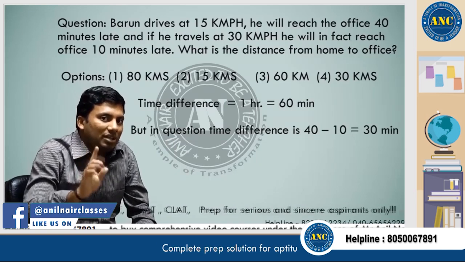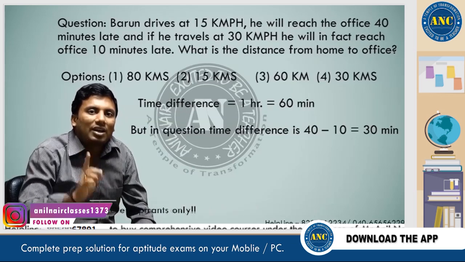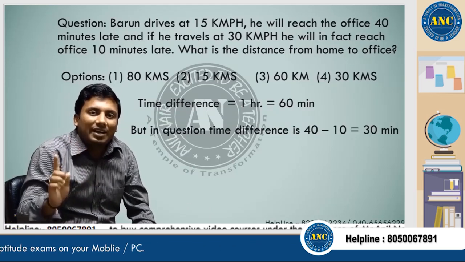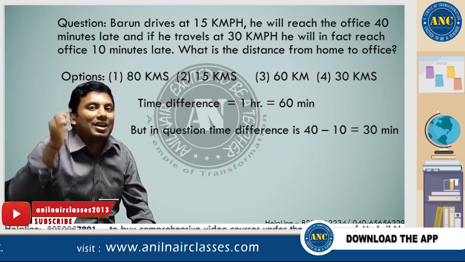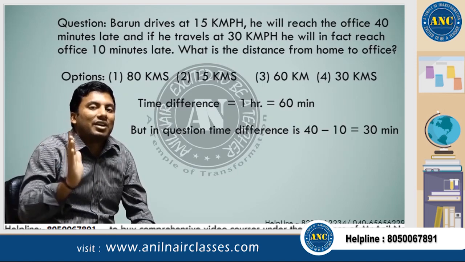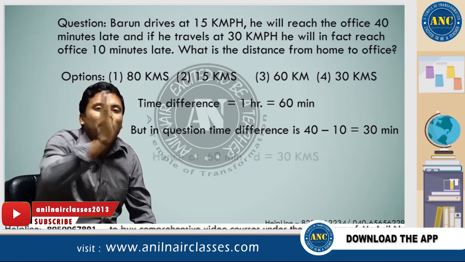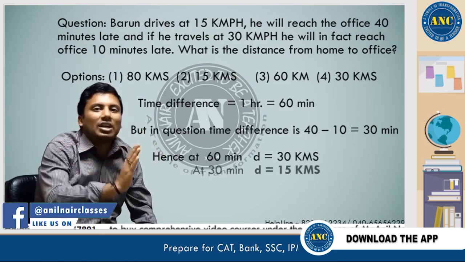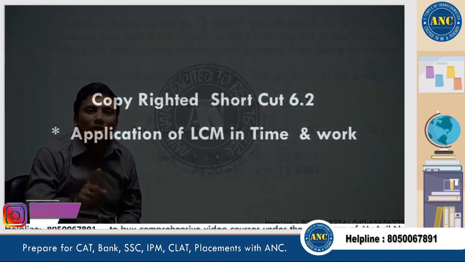It is 40 minutes late. That means instead of reaching the office at 9 o'clock, it is 9:40. Second day, 10 minutes late. Instead of reaching the office at 9 o'clock, he reaches office 9:10. 9:40, 9:10. Difference is 30 minutes. That means a 60 minutes time gap is 30 kilometers, so a 30 minutes time gap is 15 kilometers. I hope you have understood this concept.